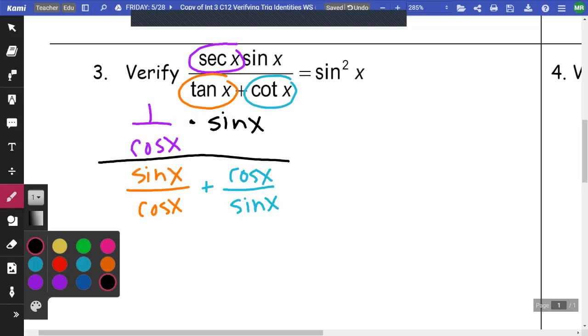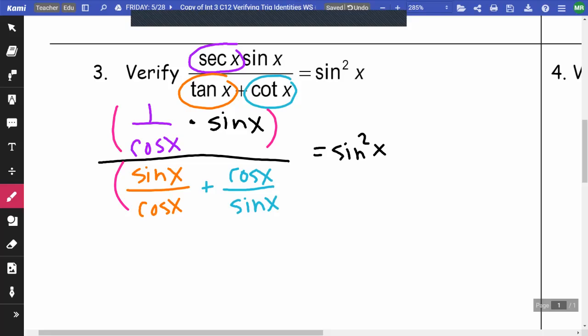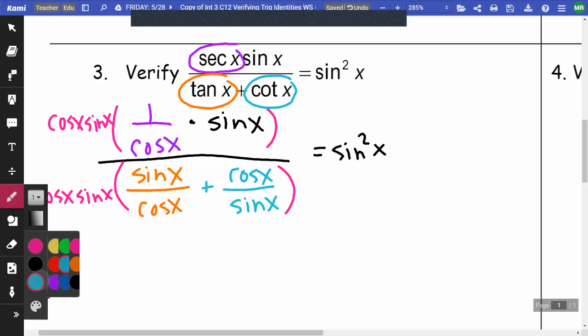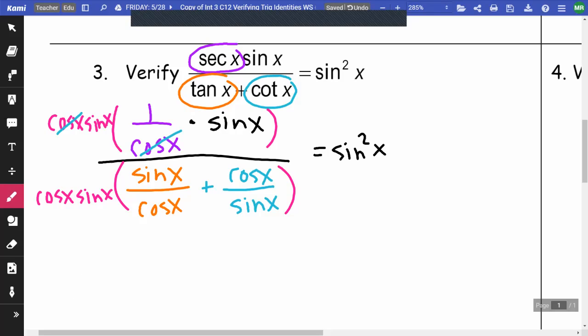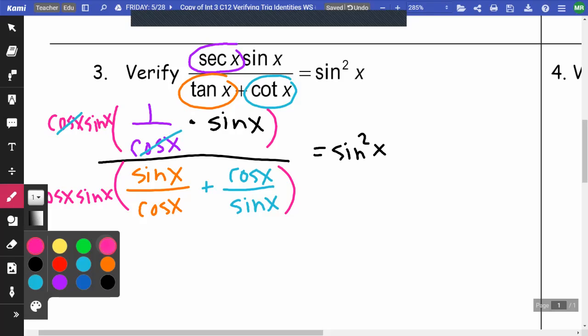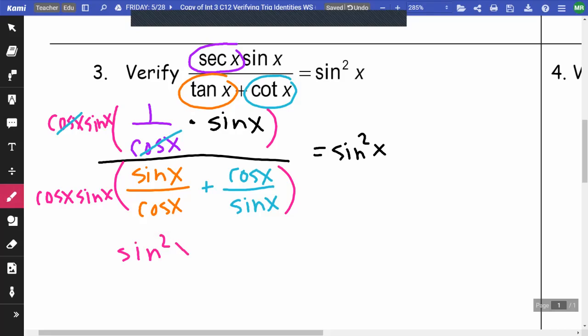And again, I'm trying to get sine squared x. Okay, so looking at this, I am going to multiply the whole entire top and the whole entire bottom, so I don't have fractions in fractions, by cosine x sine x. Cosine x sine x. Now on top, what's going to happen is this cosine x and this cosine x are going to cancel, and I am going to be left with sine squared x.